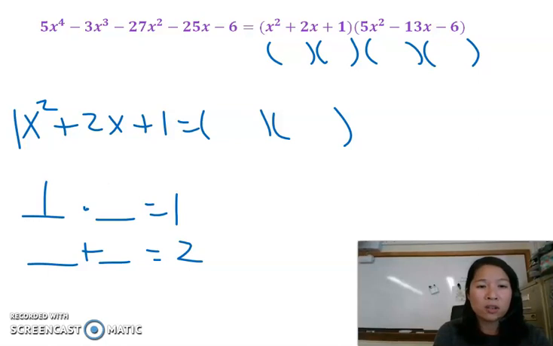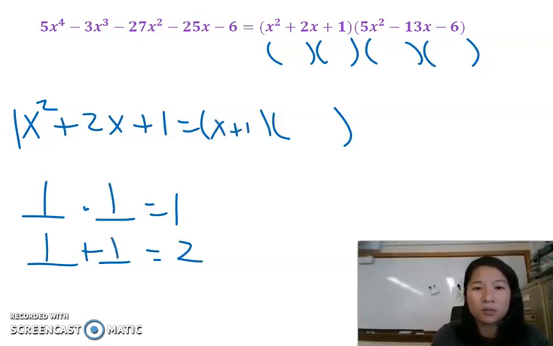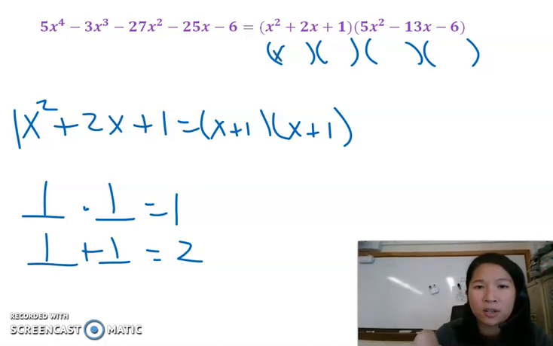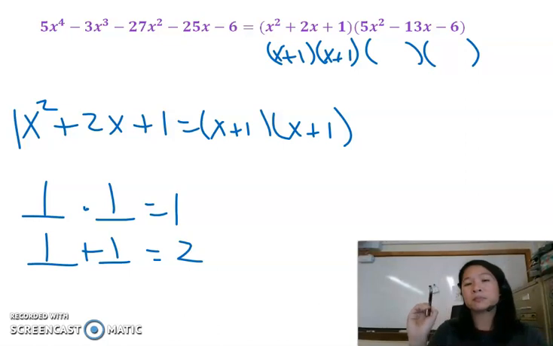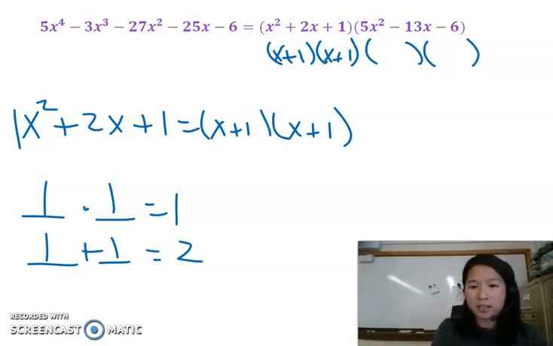Those two numbers are 1 and 1. Okay, so we write x plus 1 times x plus 1. All right, so go ahead and put x plus 1, x plus 1. And now we need to factor 5x squared minus 13x minus 6.